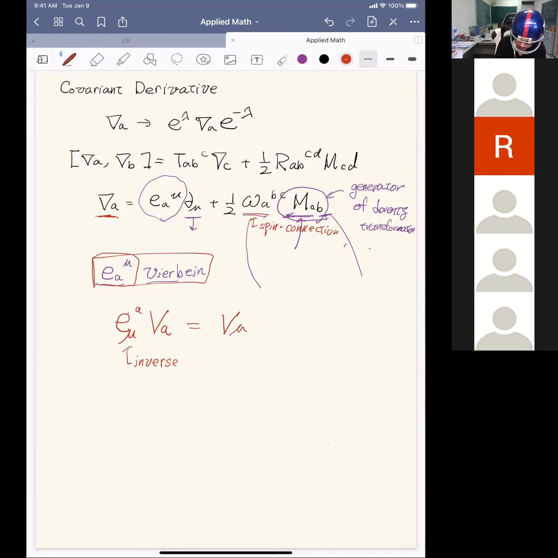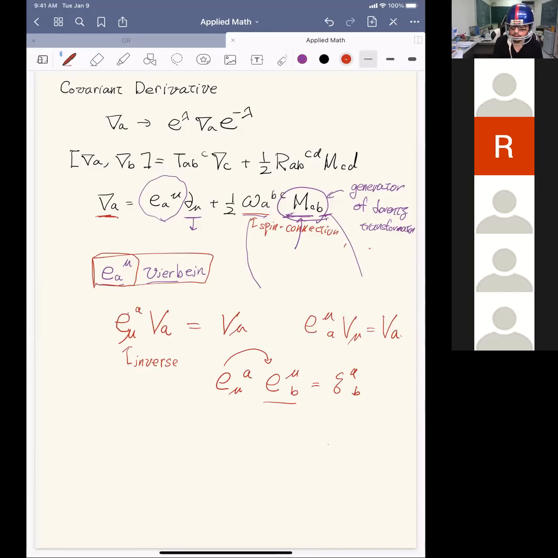And you can do the opposite. You can have e_mu^a acting on V^mu and then convert this to flat indices. And of course e_mu^a is the inverse, therefore this multiplied by e^mu_b is going to be delta^a_b. So this is the inverse of your usual Vierbein.